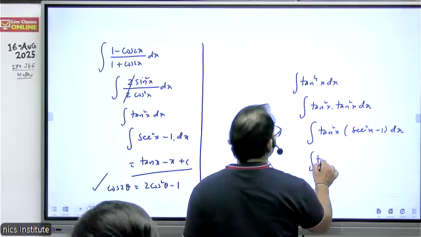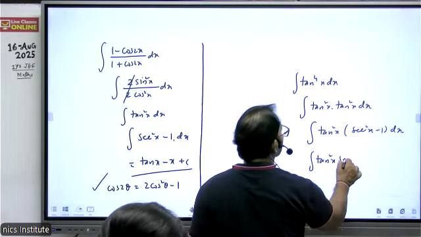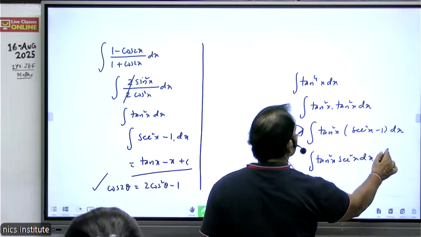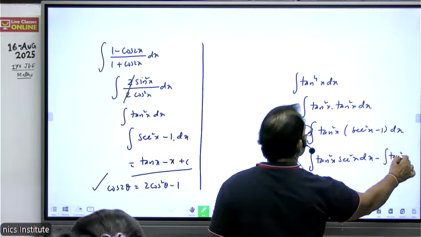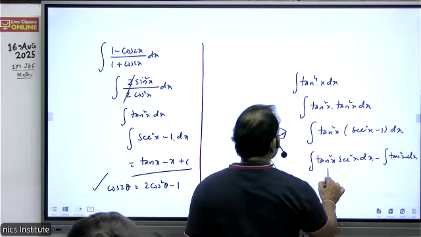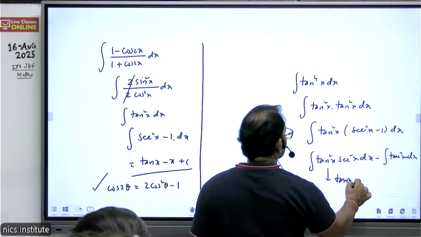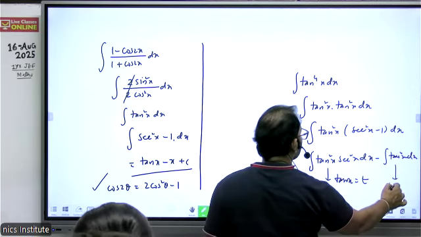Then substitution. Here you substitute tan x is equal to t. In the second part, again convert tan square into sec square x minus 1.